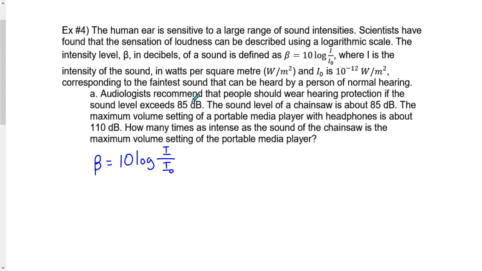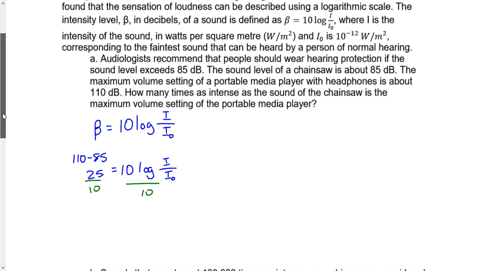Well, the first thing is to see how many decibels of difference it is, and that's what our beta is. So 110 subtracting 85 is 25. That's going to equal 10 log I over I0. Divide by the 10, so we have 2.5.